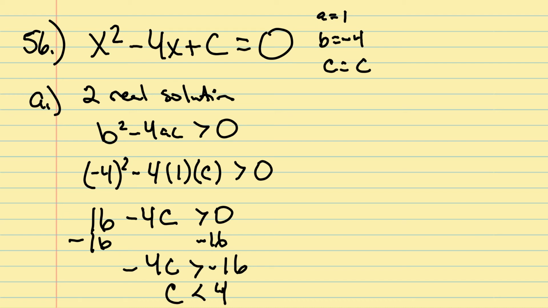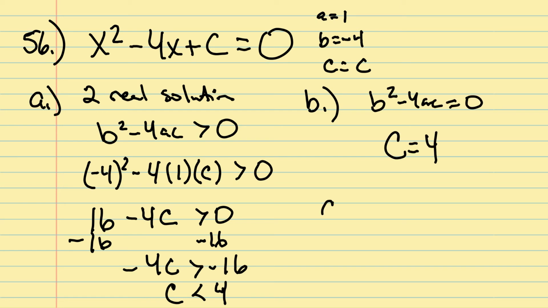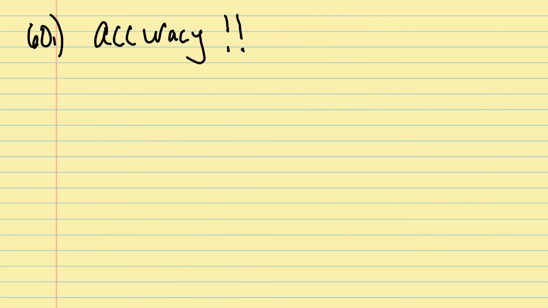Now, when I do one real solution, I'm just going to imagine that was an equal sign. So I have b squared minus 4ac equals 0. So that means it's going to be c equals 4. For two imaginary solutions, b squared minus 4ac is less than 0, so everything's going to be flipped, and c has to be greater than 4. And that's it for 56.